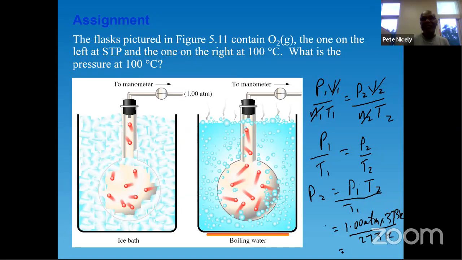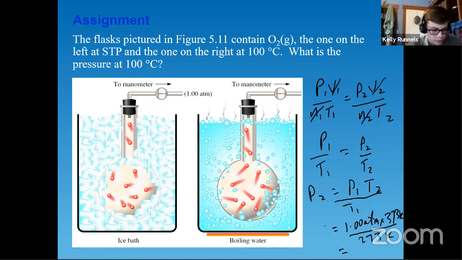Okay, so again, I'm going to need your help. Can someone work this out? Tell us what this gives. Oh, sorry, I was muted, but I'm working on it.